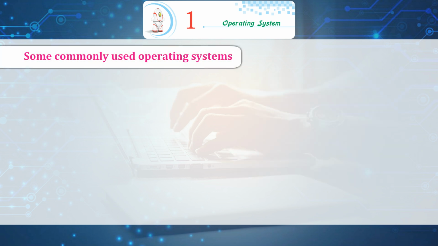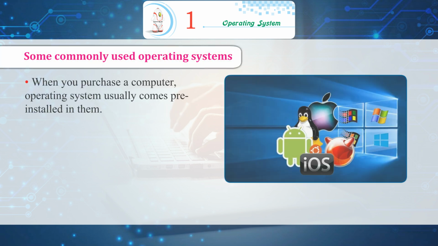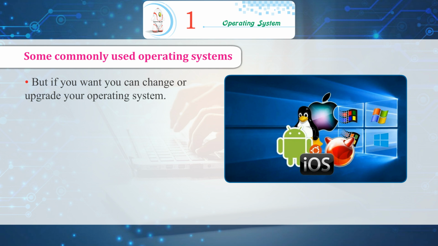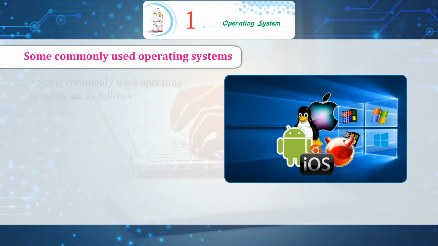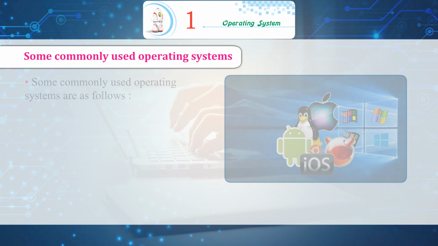Some commonly used operating systems. When you purchase a computer, the operating system usually comes pre-installed. But if you want, you can change or upgrade your operating system. Some commonly used operating systems are as follows.